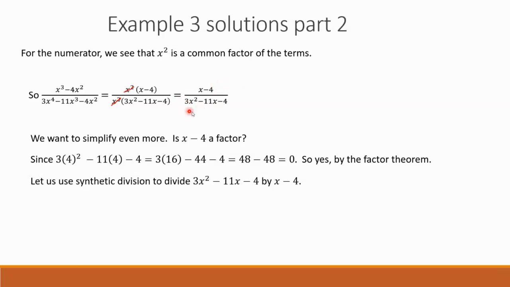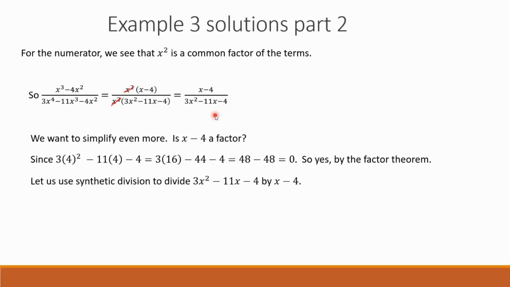Well, this is going to be simplified only if x minus 4 is not a factor of the denominator. In other words, what am I trying to say? I'm trying to say that we have to determine if x minus 4 is a factor of the denominator. That's what I meant when I said, is x minus 4 a factor? We have to figure out, is x minus 4 a factor of this?